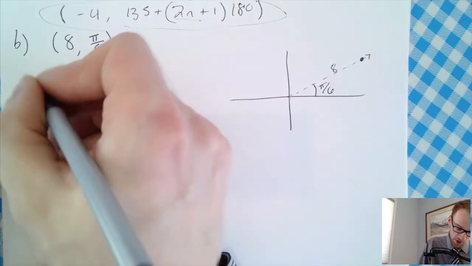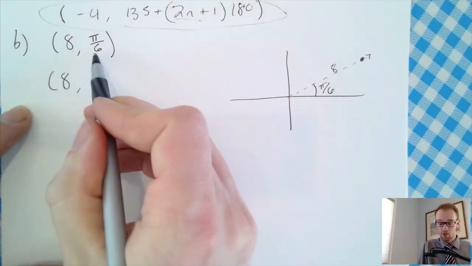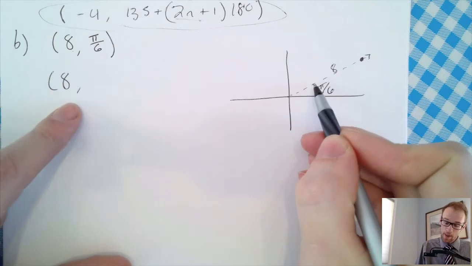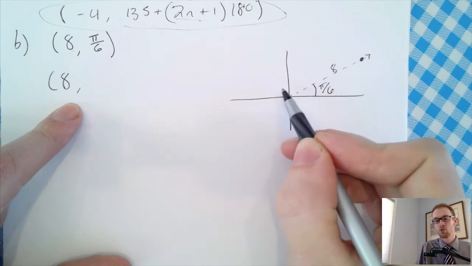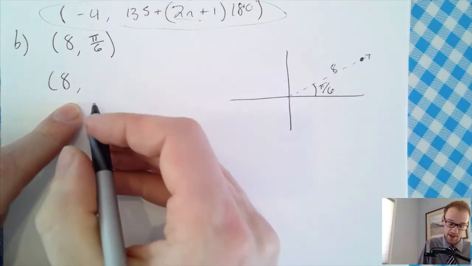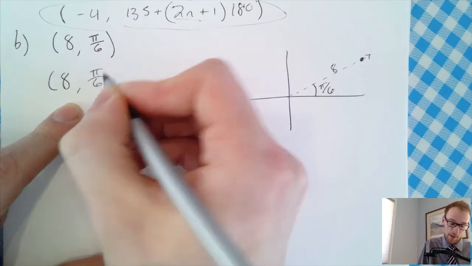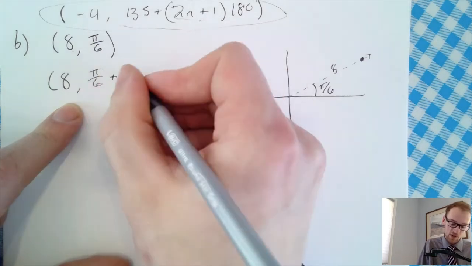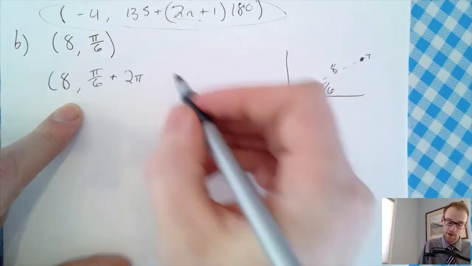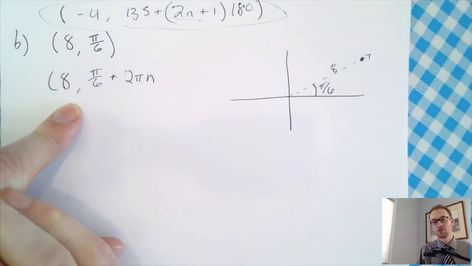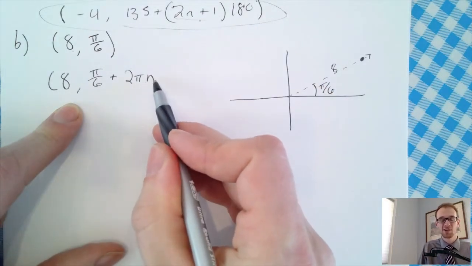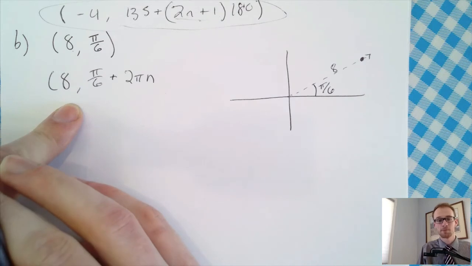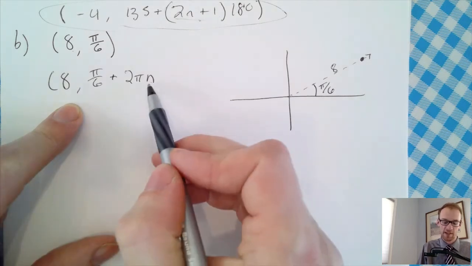But just like before, that's not the only way to locate my point. I could also go pi over 6 plus any full rotation, right? Any whole number of full rotations in the positive direction or in the negative direction. So I could write this as pi over 6 plus 2 pi n, that's a full rotation, but I could do any amount of those rotations, as long as n is a whole number, which, since you use the letter n, it's implied that it's an integer, positive or negative.